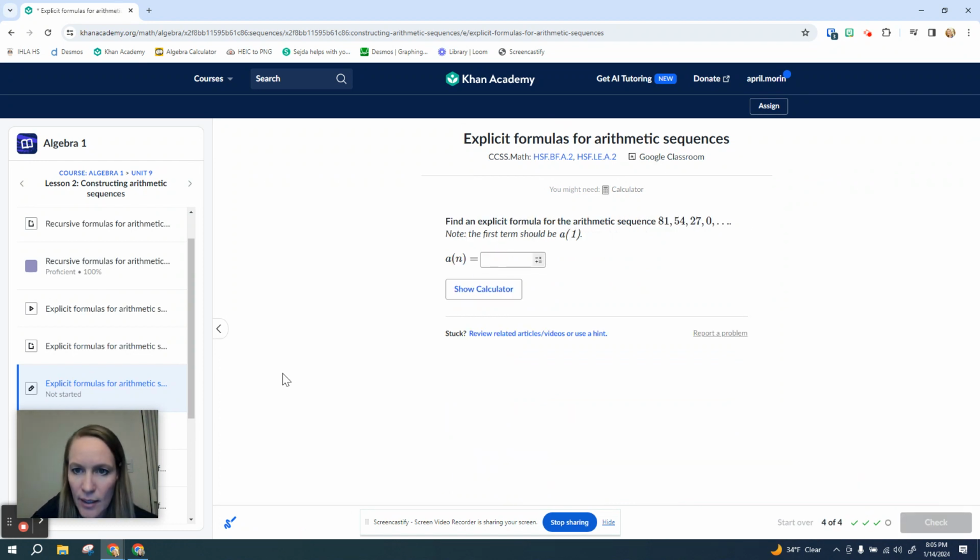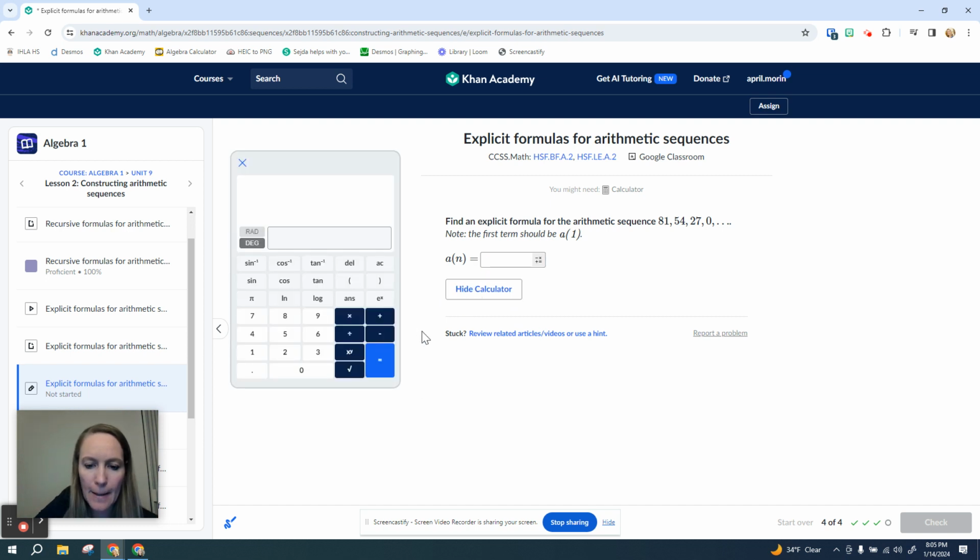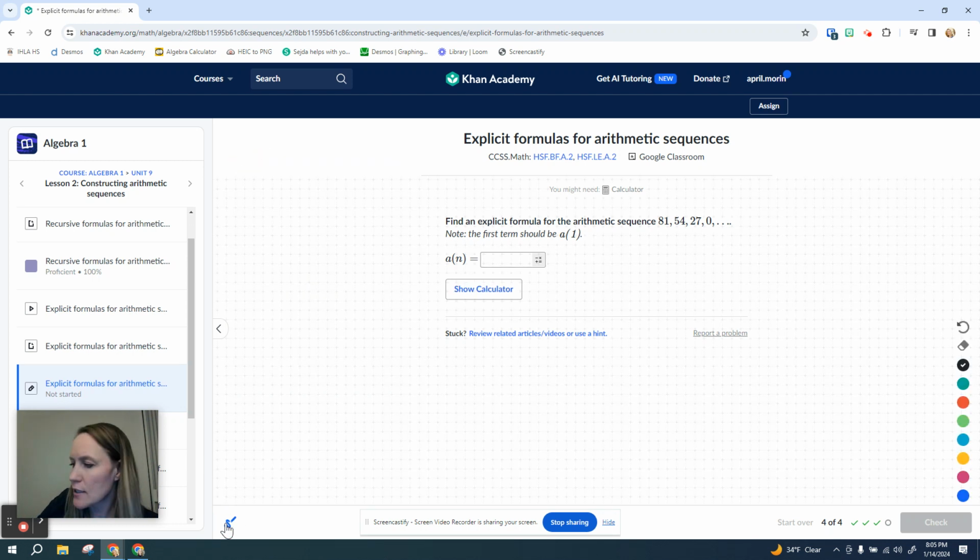So explicit formula. Okay, so we have 81, 54, 27, and 0. Okay, so are we adding 27? 81, subtracting 27 is what I meant. 81 minus 27, what do I get? 54 minus 27, what do I get? 27, and then minus 27 is 0. So I am minusing 27 each time.